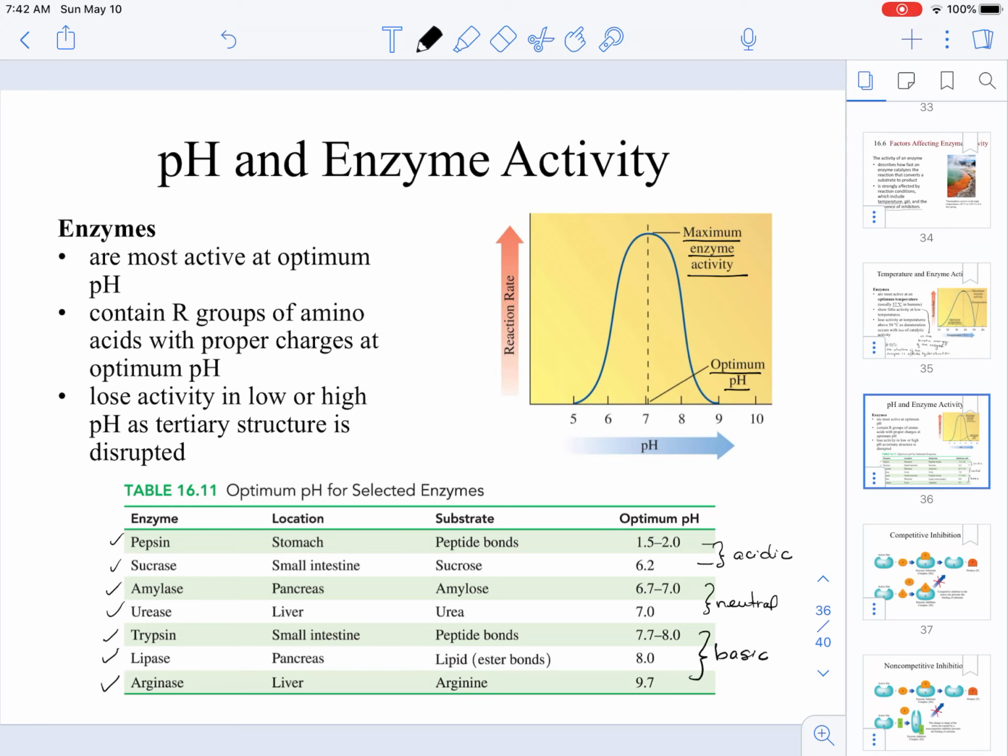And if we look at the selected list, understand that we also have different locations for them in the body. And when we look at the substrate that they interact with, they're even more diverse.